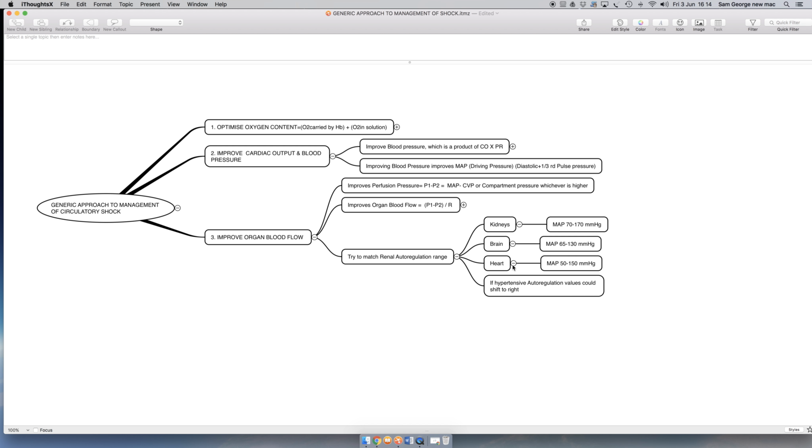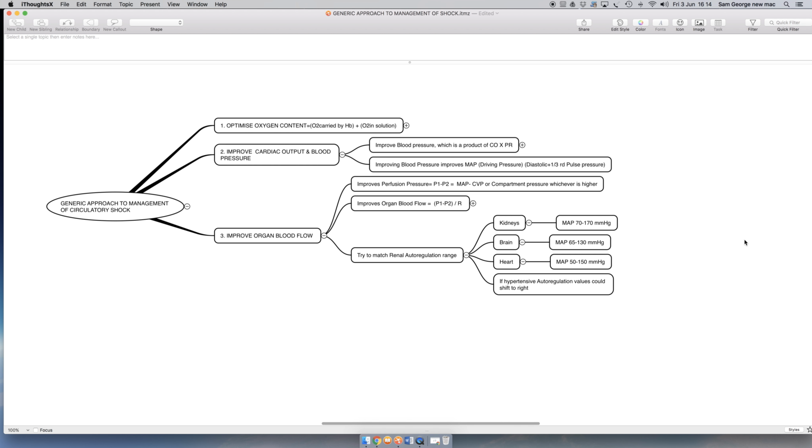Okay, so that's how we would manage. And that is the generic approach to the management of circulatory shock. I hope I've made it clear.